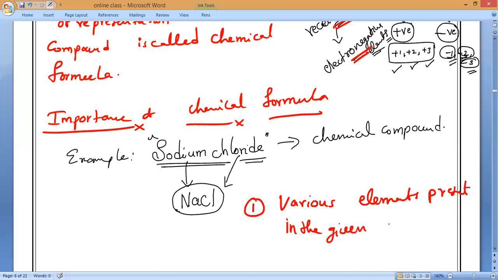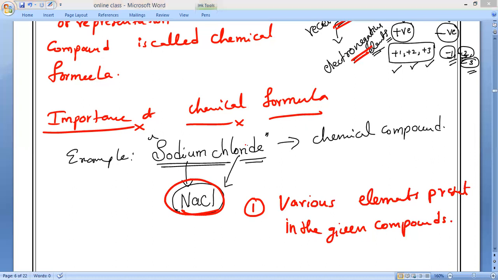Everyone? Yes, sir. Now, for example, I will say sodium chloride. Mr. Johan cannot understand who is present inside. But if I say NaCl, at least he can identify two elements are present. Can you tell me who are the two elements, Mr. Johan? Kaushik? Who are the two elements present here in the sodium chloride?